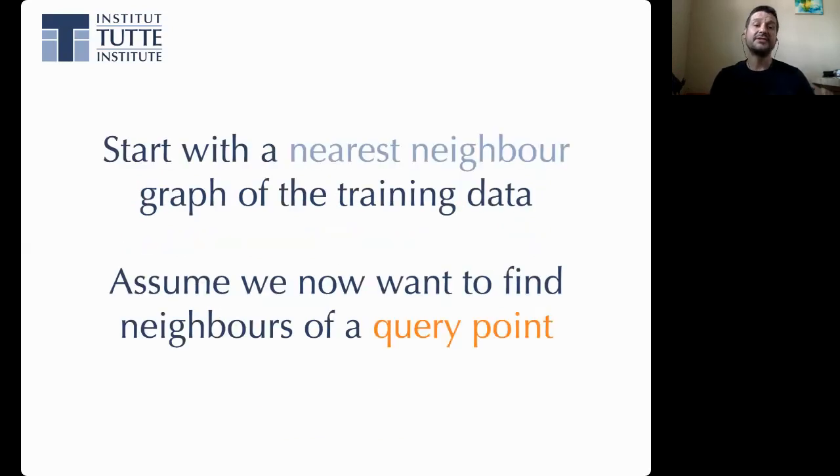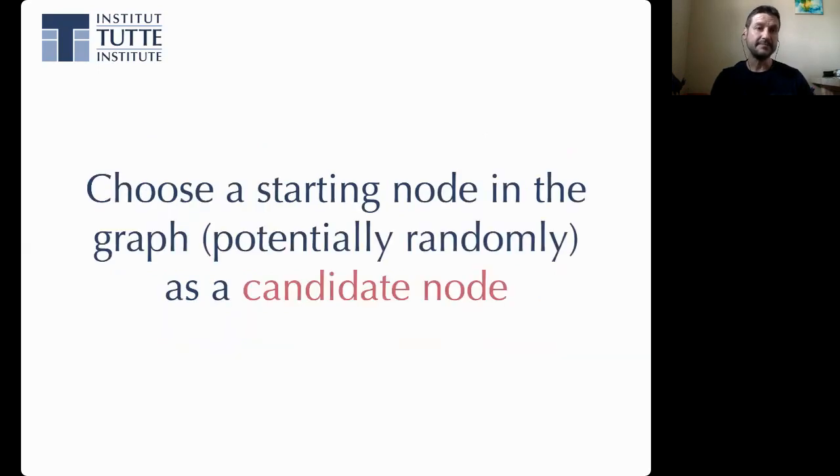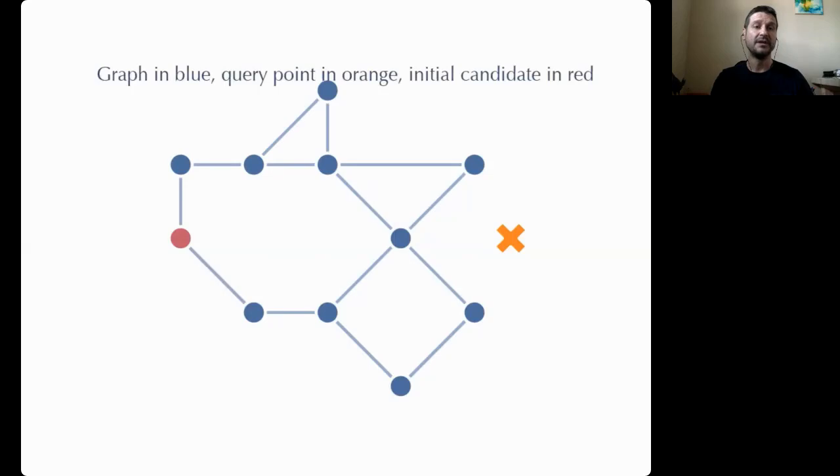So the key is to start with a nearest neighbor graph, or something like it, where each node is a data point and it has edges to its k nearest neighbors in the data space. Now, assume we have a query point and we want to find the nearest neighbors among our training data. To get started, we'll choose an initial node in our graph, potentially just randomly, and this will be our candidate node. So here's a nice pictorial example of this for two-dimensional data with Euclidean distance. The candidate node is in red, the graph node in blue, the query point in orange.